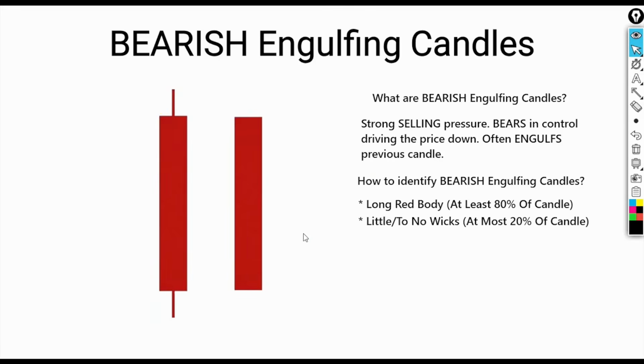So let's go ahead and skim over everything we've just discussed. We know that a bearish engulfing candle has a long red body. The candles to the left here are prime examples of what bearish engulfing candles should look like. We also know that the body of the candle must make up at least 80% of the candle. Another characteristic here is bearish engulfing candles have little to no wicks. Now, for the ones that do, the wicks must make up at most 20% of the candle.